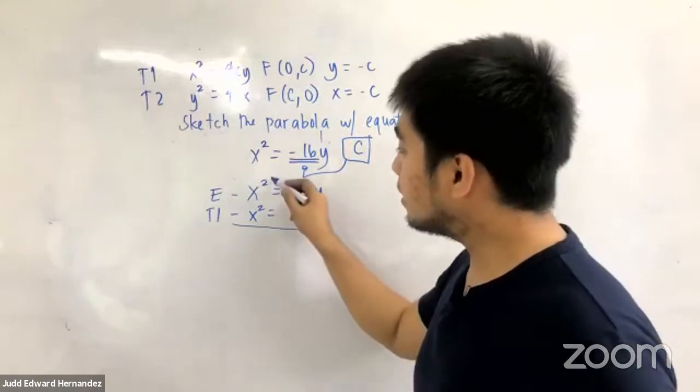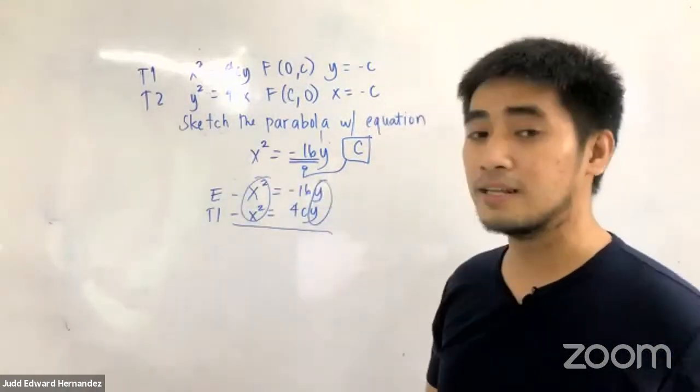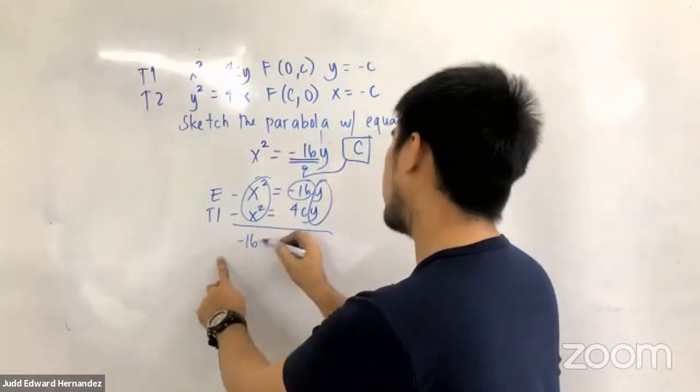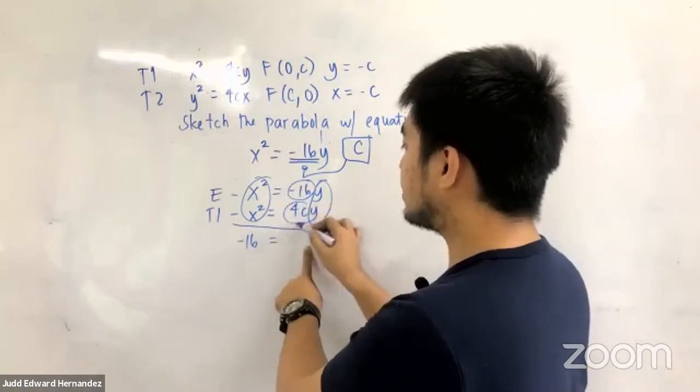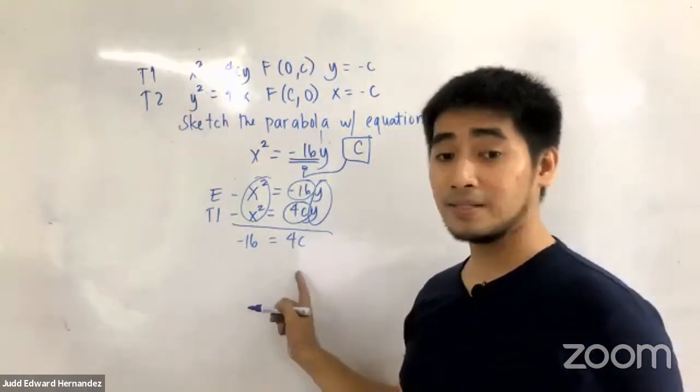Okay, equate mo. Hindi mo isasama to kasi magkamukha lang sila. Negative 16 yung nasa taas, ilalagay mo dito sa kaliwa, negative 16. At 4c yung nasa baba, ilalagay mo naman siya sa kanan. Kailangan wala daw kasama si c.